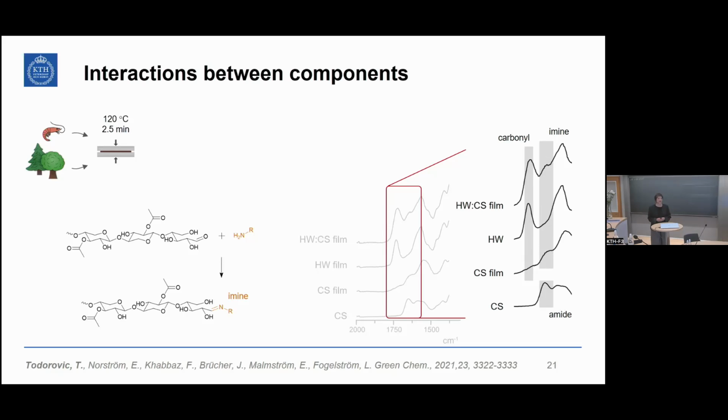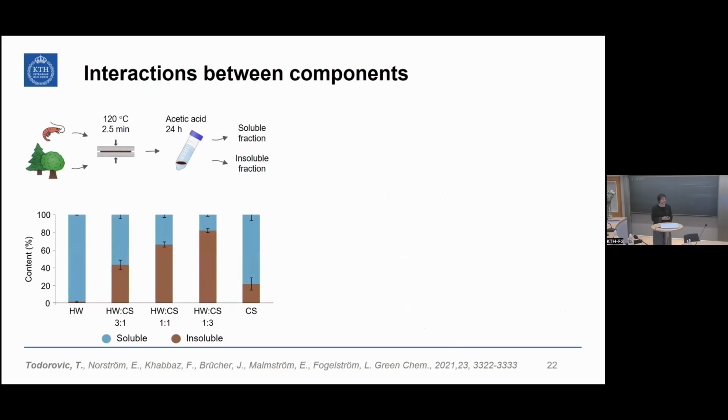And in the FTIR, in the hydrolyzed Chitosan films, we can see a peak in this region. Unfortunately, it overlaps with the peak that corresponds to the amide group in the Chitosan. So we cannot conclude that this is coming from imine bonds. But to further investigate that, we did the solubility test.